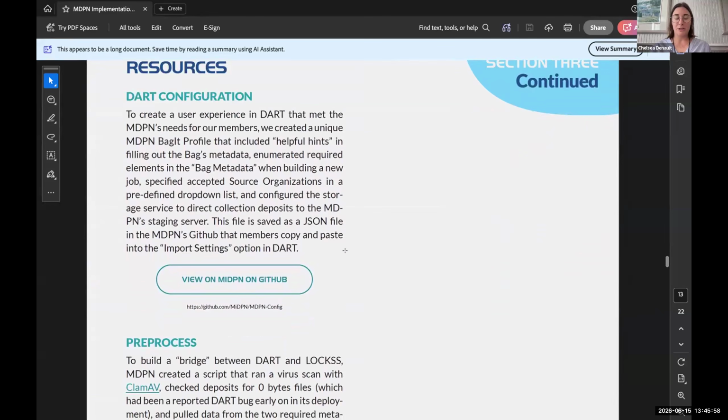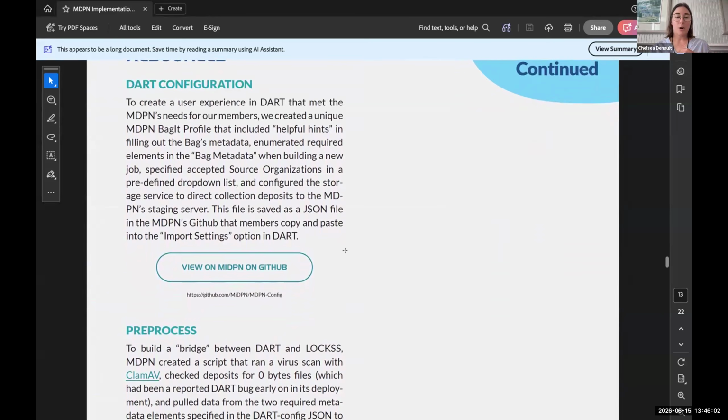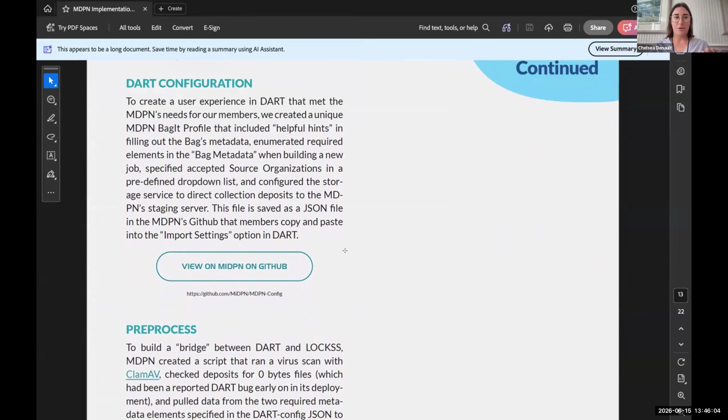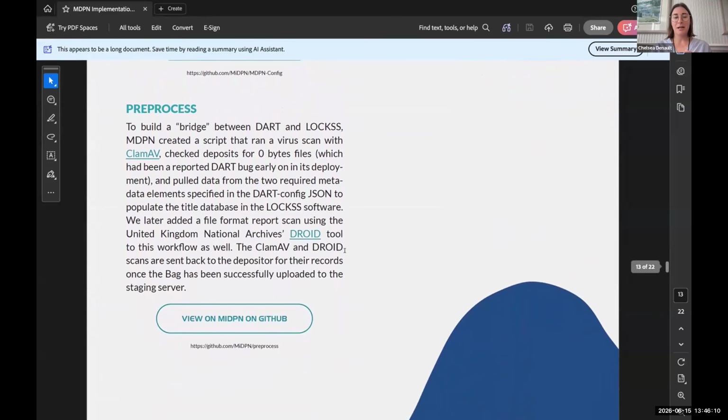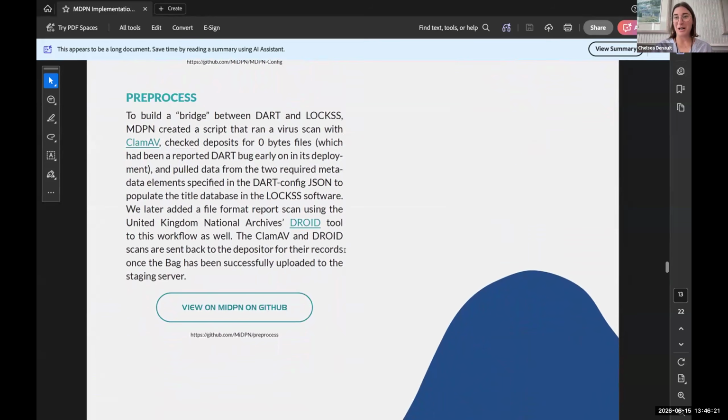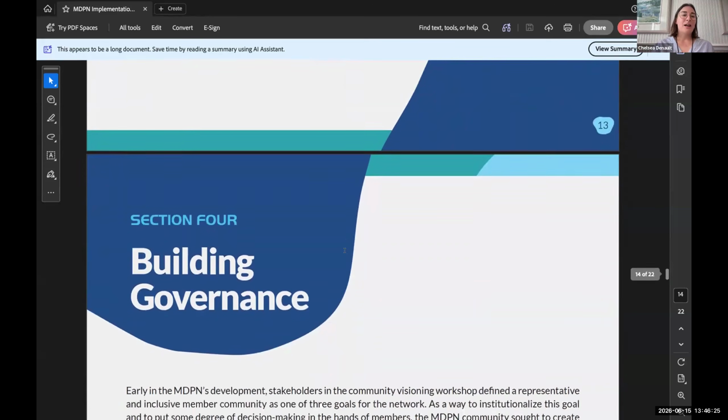We also, in this section, share code on our GitHub that we created, including our DART configuration file and the pre-process script that I just mentioned. And we're really excited that our colleagues at GinkgoNet in Indiana, Ohio, and Kentucky are already using these to build their own LOX network in that region. So really excited that these resources are already being used.